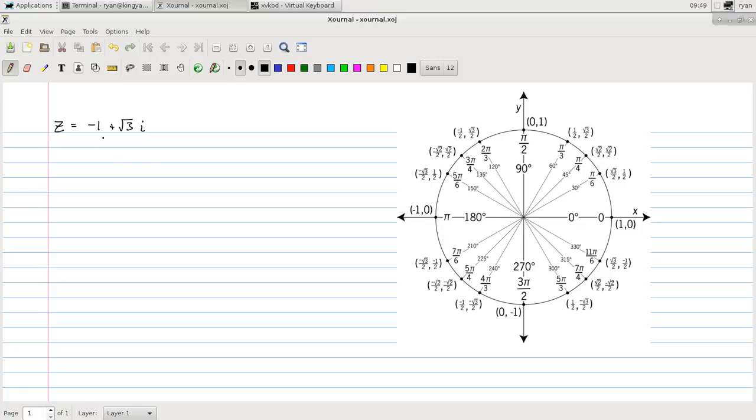Write the number -1 plus radical 3i in trigonometric form. First, we want to get an idea of what this thing looks like. We're going to sketch this out.